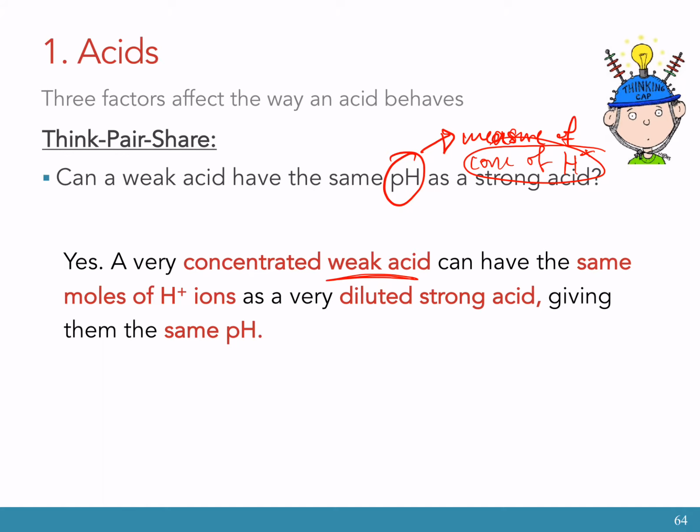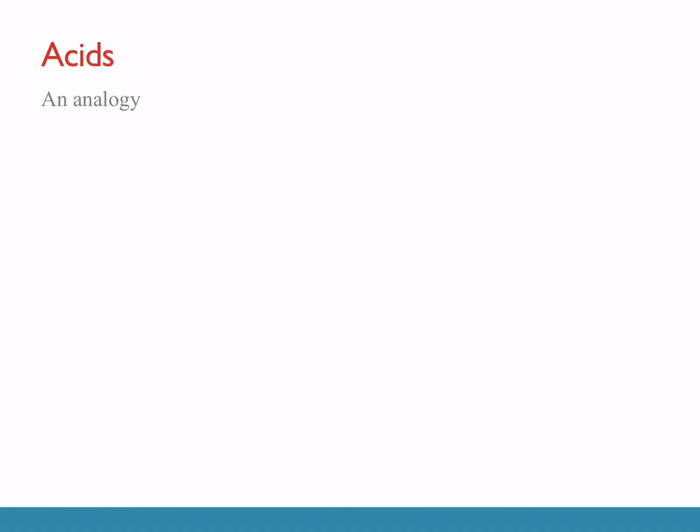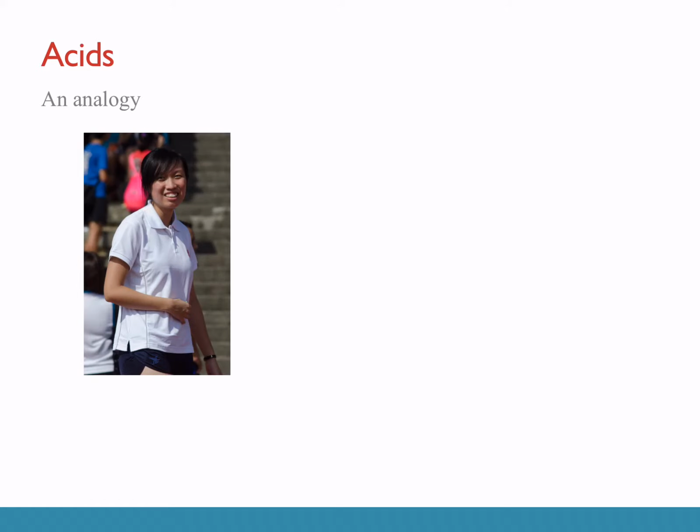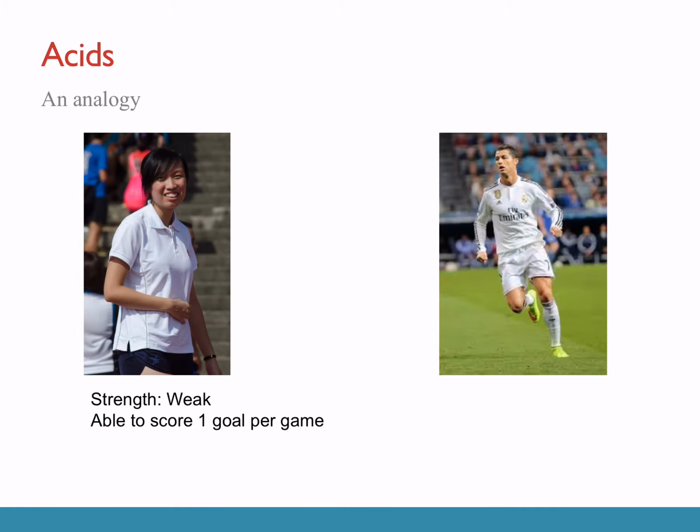Okay, how can I explain this? Okay, here's an analogy. Let's say that Miss Cool, me, am in a soccer game with Cristiano Ronaldo. Okay, if you don't know him, he's a famous soccer player. Okay, so I am a weak player in soccer. My strength is weak. I can only score 1 goal per game. Let's take it that he is strong in this game, and of course he's able to score 10 goals per game. So when I am in a match with him, who do you think will win?